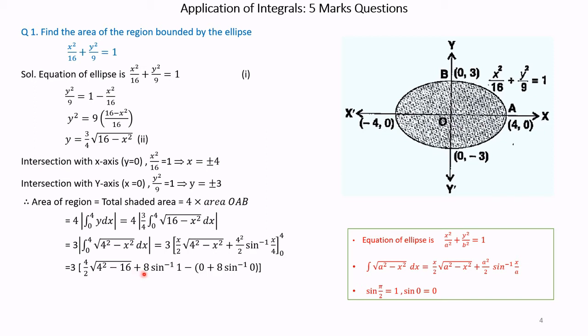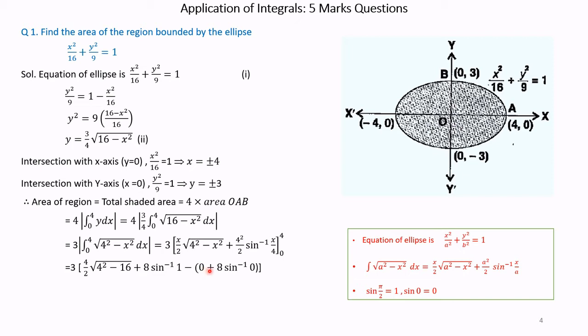4 square is 4 into 4. 16 by 2 is 8. Sine inverse of x is 4 by 4, which is 1. Sine inverse of 1 minus this whole term becomes the lower limit. When x is 0, this becomes 0.